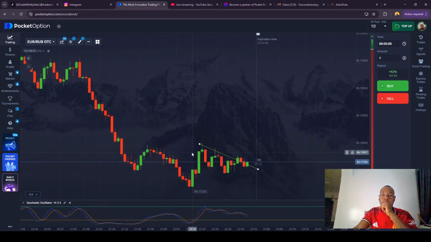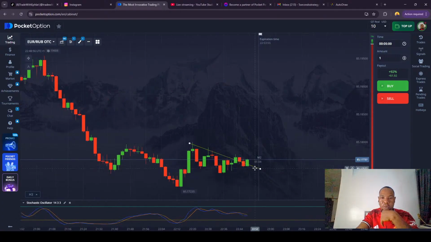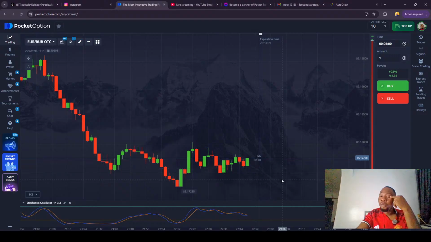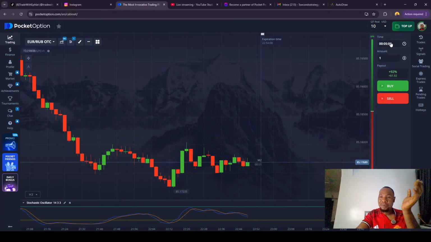One other benefit of using a higher time frame is that the market tends to be very smooth and very slow, and it reduces the pressure of missing out. But the disadvantage of a higher time frame is you still have to wait for a very long time before you see your setup. So I'm going to be using the 2 minute chart.